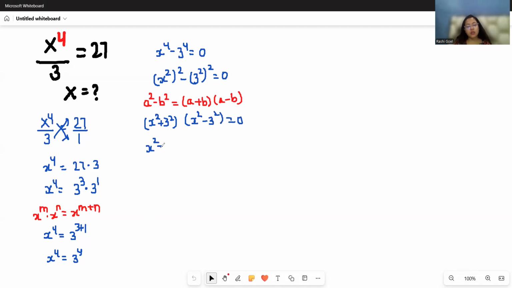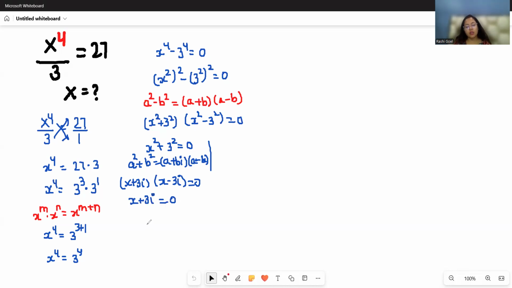So first case, x square plus 3 square equals 0. So here I am going to use the identity a square plus b square, which is equal to a plus b iota times a minus b iota. So it becomes x plus 3 iota times x minus 3 iota equals 0. So first case, x plus 3 iota equals 0. So x is equal to minus 3 iota. And second case, x minus 3 iota equals 0. So x is equal to 3 iota.